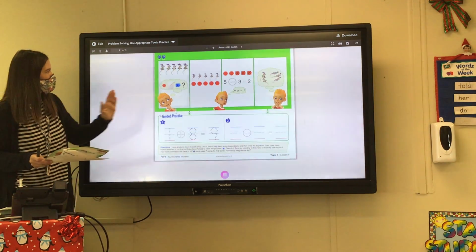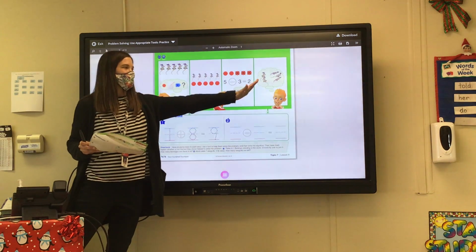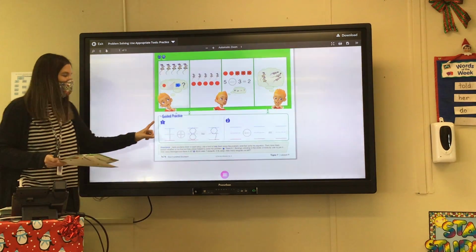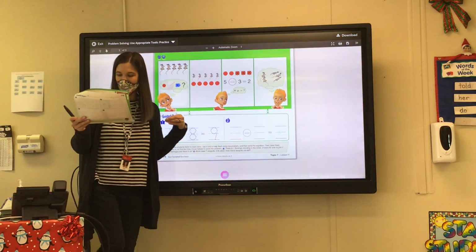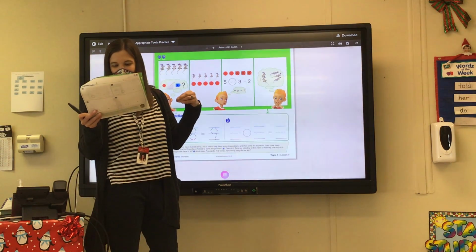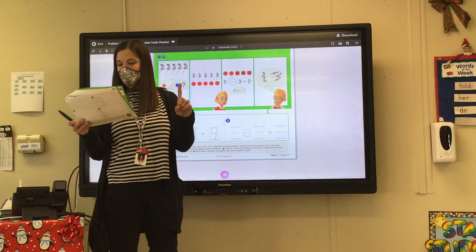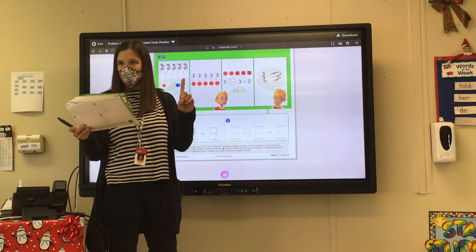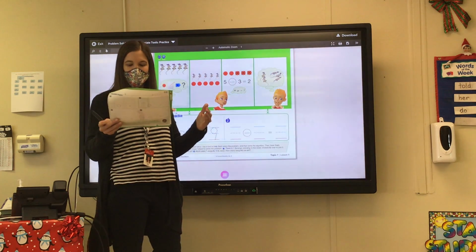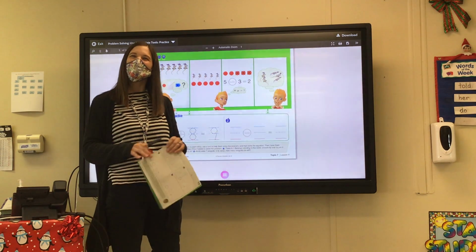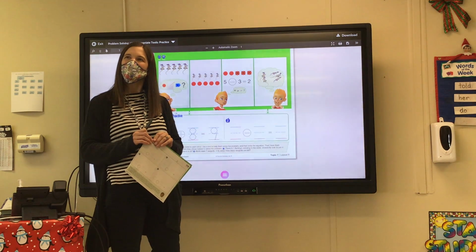Okay. There are those alligators again. We knew we were taking them away. Now let's look down at number 1. Listen to the story. There is 1 flamingo standing in the water. 8 more fly over to join it. How many flamingos are there in all?